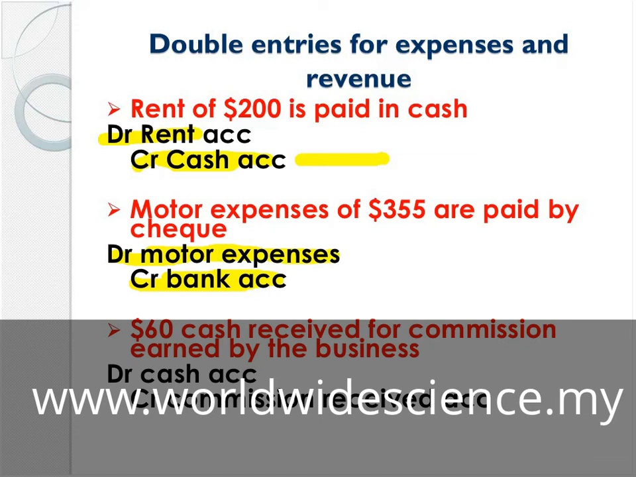And the next one, $60 of cash received for commission earned by the business. So here we received some commission, right? We show the commission received on the debit side because we have received cash. Here we show the 60 on the debit side. And in the credit, we show that commission received has increased.